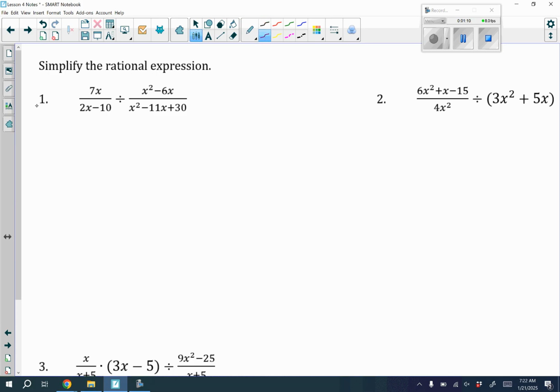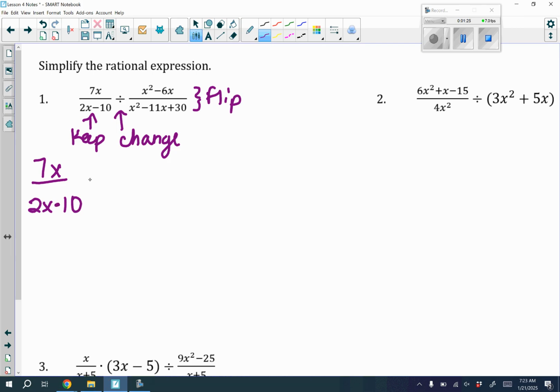So the very first thing is we keep the first fraction the same. We change the division into multiplication, and then we're going to flip this second fraction. So we now have 7x over 2x minus 10 times, now we'll have x squared minus 11x plus 30 over x squared minus 6x. Okay, here's what I need you guys to do. I want you to pause the video and then factor any numerators or denominators that you can.